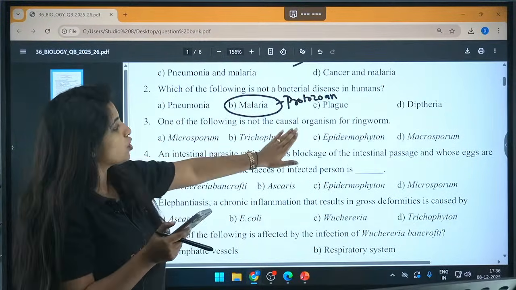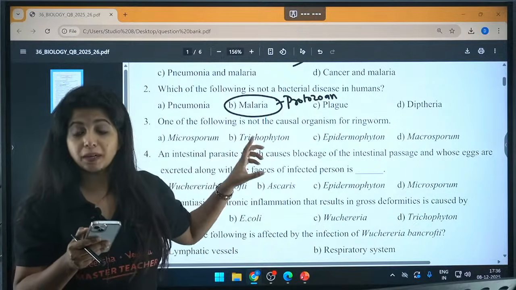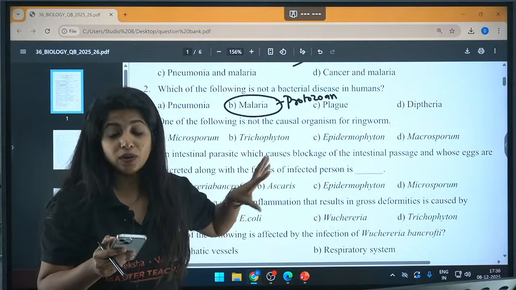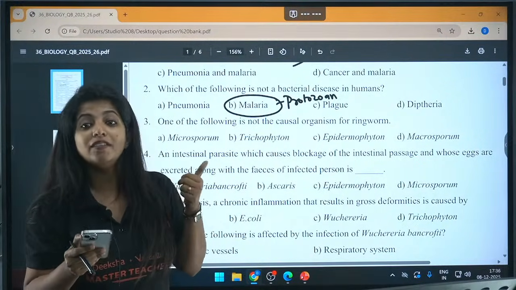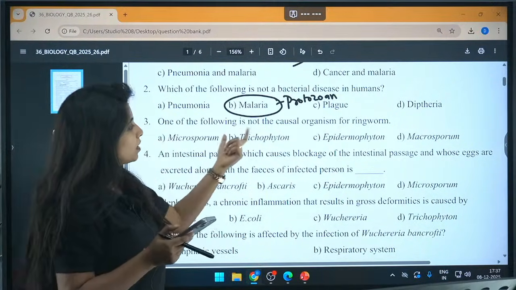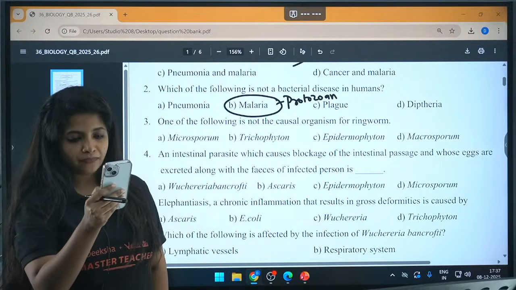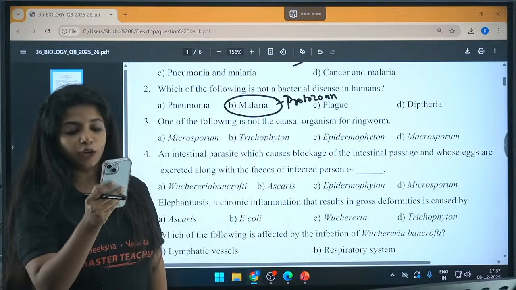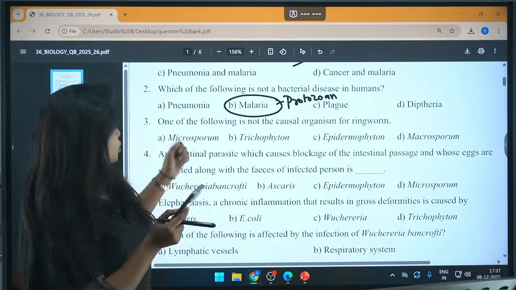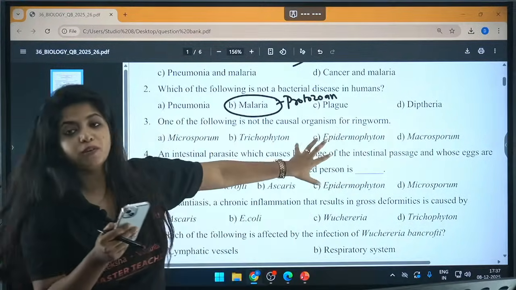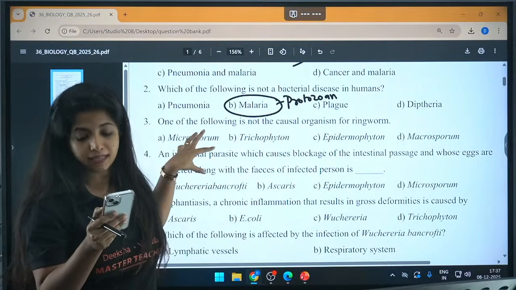One of the following is not the causal organism for ringworm. That means one among these options is not going to cause ringworm disease. So: microsporum, trichophyton, epidermophyton, macrosporum. What do you think is the answer for this? Option D for third question. So Puttaraju Karthik is saying that macrosporum is not the one who causes ringworm, but everyone else is.